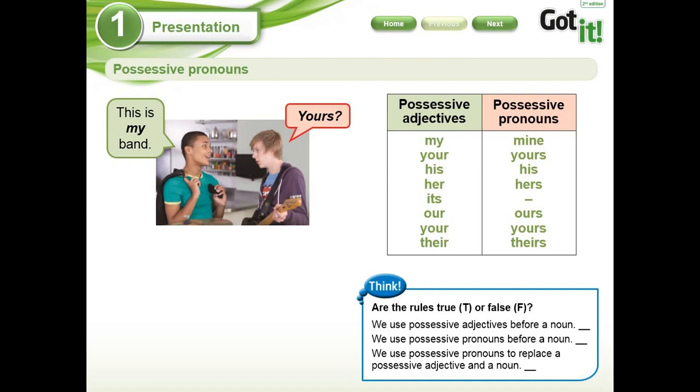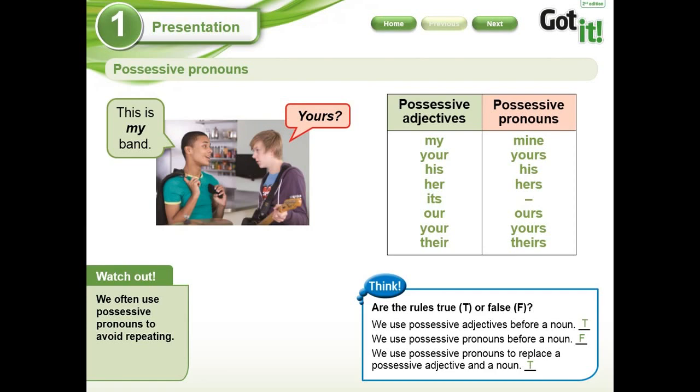Okay, so let's see here some examples. Here, we use possessive adjectives before a noun. True, false. True. Usamos adjetivos posesivos antes de un sustantivo. We use possessive pronouns before a noun. False. Usamos el pronombre posesivo antes de un sustantivo. False, impossible. It's always alone. We use possessive pronouns to replace a possessive adjective and a noun. True. That's correct. Nosotros usamos el pronombre posesivo para reemplazar a un adjetivo posesivo y a un sustantivo para ya no mencionarlos nuevamente.